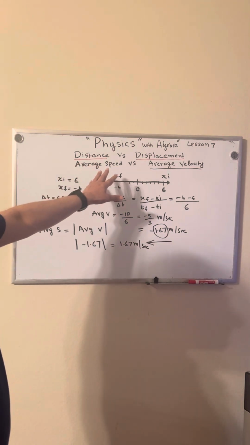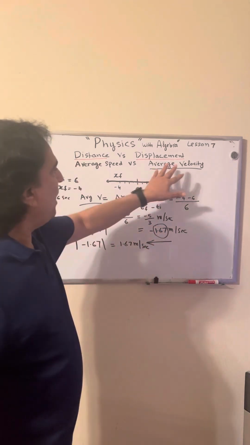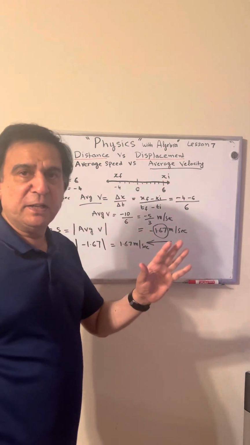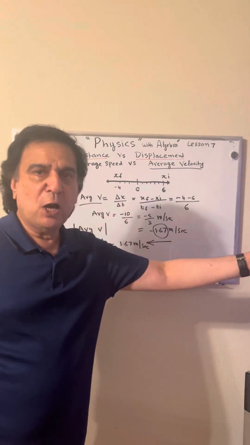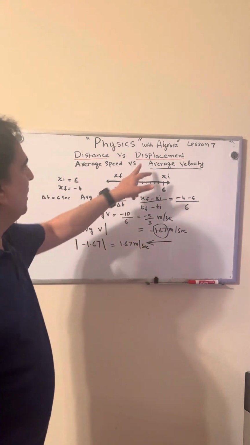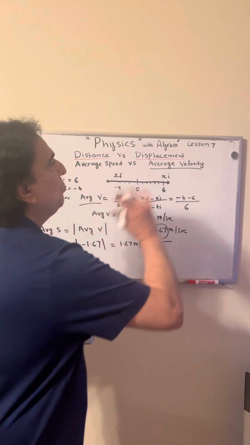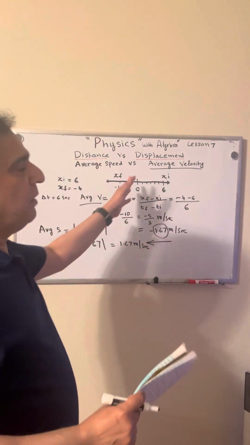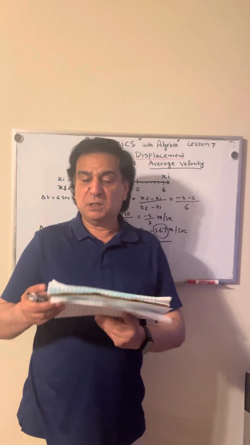So basically, speed does not tell me what my direction is. Average velocity does tell me what my direction is. Distance is just a magnitude. You know, you've gone 2 miles, you've gone 3 miles. I don't know what the direction is. Displacement tells me the direction also. Am I going from right to left or left to right in one-dimensional motion? And then I've touched base already.